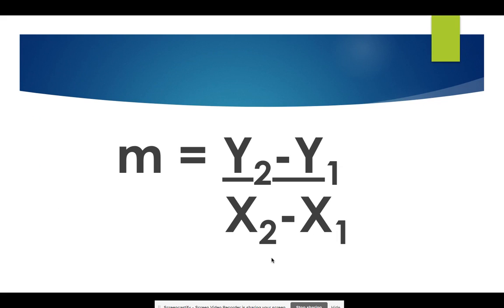Now this is the formula that we are going to use. And yes, it is going to be added to our little formula sheet that I will be linking to by the end of this week.